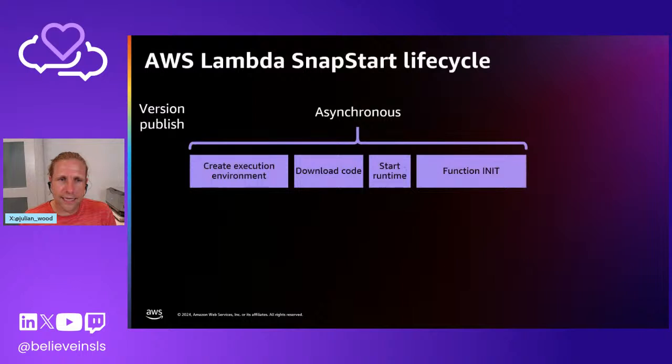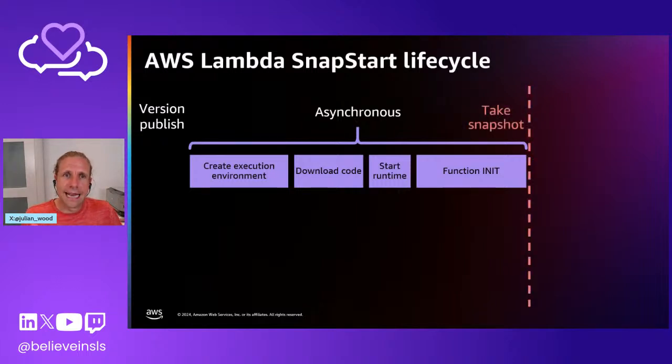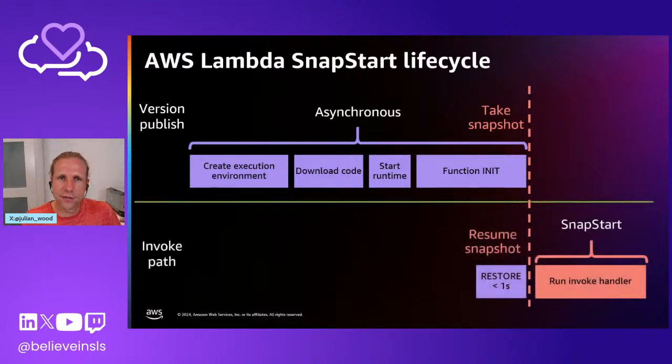With Snapstart, the lifecycle of the execution environment is very different. When you update your function code or configuration and publish a new version, Lambda asynchronously creates an execution environment, downloads your code and config, and then initializes that execution environment, but just up to the point where it's ready to serve and invoke. Then Lambda takes a VM snapshot, chunks it, encrypts it, and stores the manifest and the chunk contents.